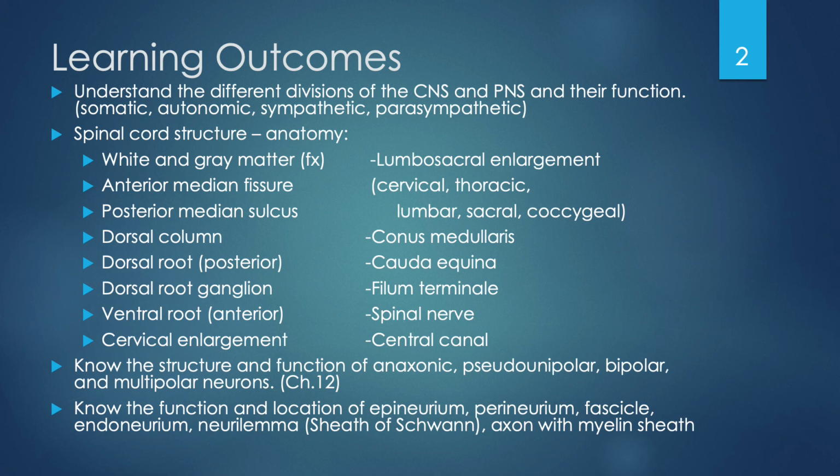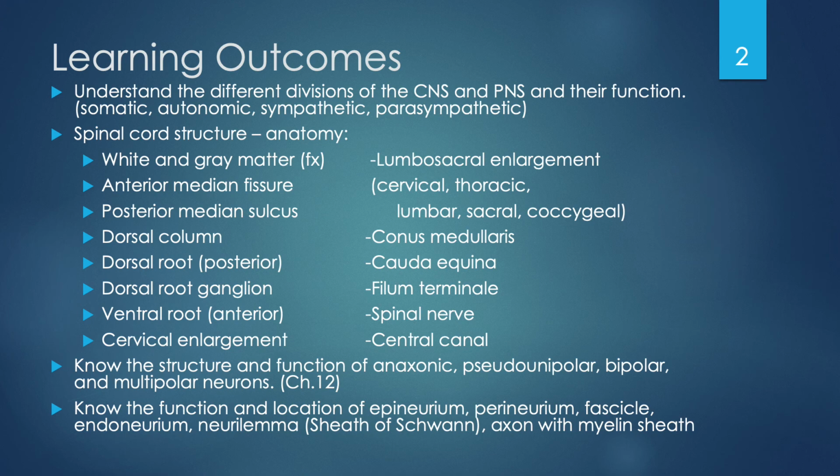We'll also have you understand spinal cord structure. So this includes all of these anatomic structures: white and gray matter, including the function, the anterior median fissure, the posterior median sulcus, the dorsal column, the dorsal root ganglion, ventral root, the cervical enlargement, the lumbosacral enlargement, which includes the cervical, thoracic, lumbar, sacral, and coccygeal areas, the conus medullaris, the cauda equina, the filum terminale, the spinal nerves, and the central canal. We'll also have you know the structure and function of anaxonic, pseudo-unipolar, bipolar, and multipolar neurons.